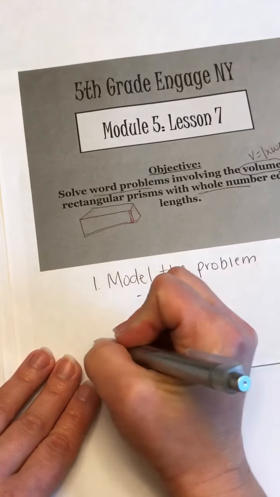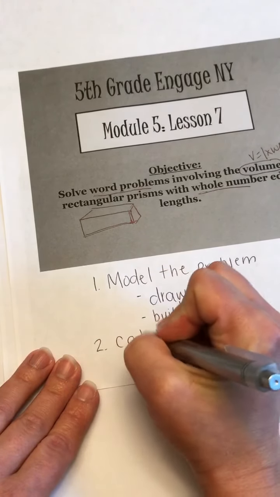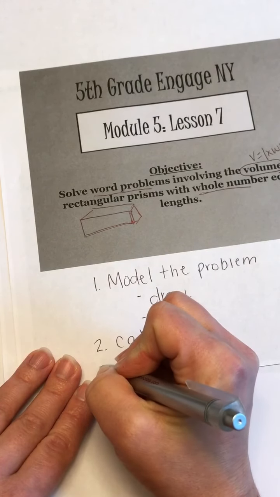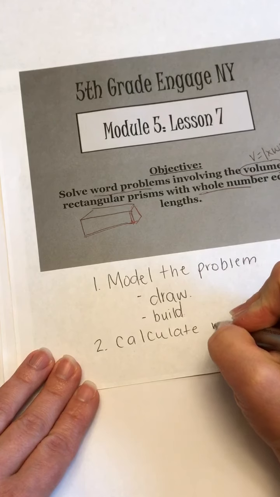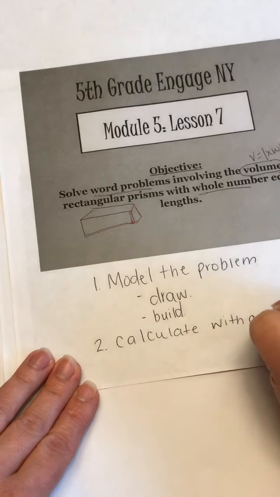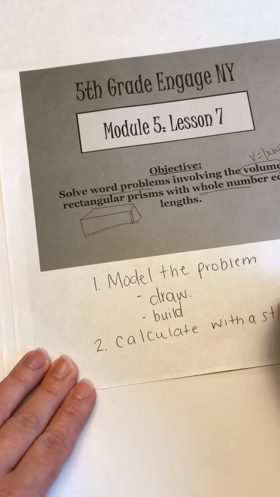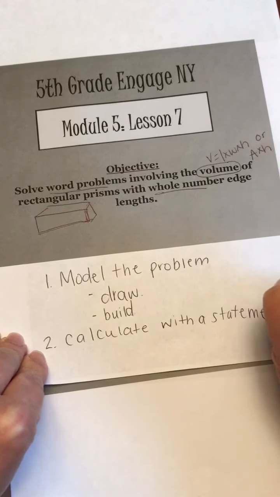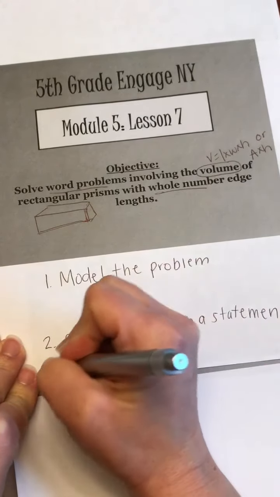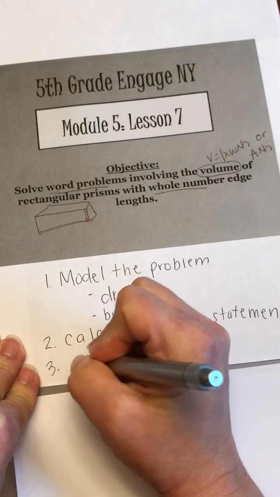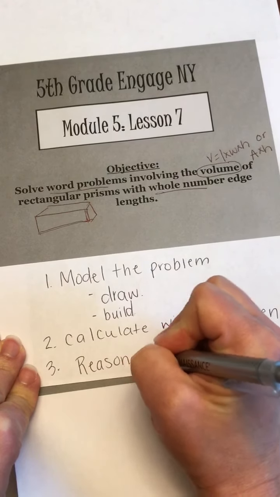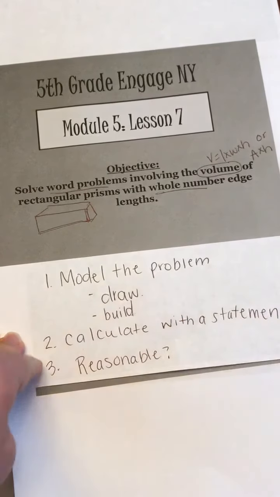The second thing that we're going to work on today is calculating, and then with a statement. And we'll talk about what that means as we get going here. And then the third thing that we're going to do today is that we are going to make sure our answer is reasonable. That's one of those strategies of a good mathematician. And we'll put a question mark there at the end.